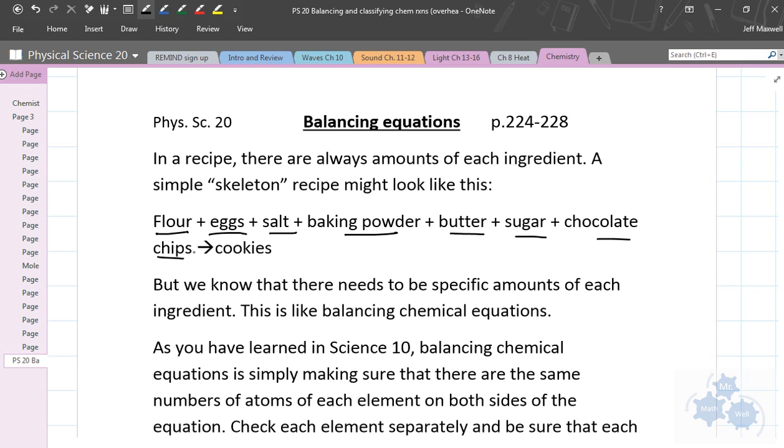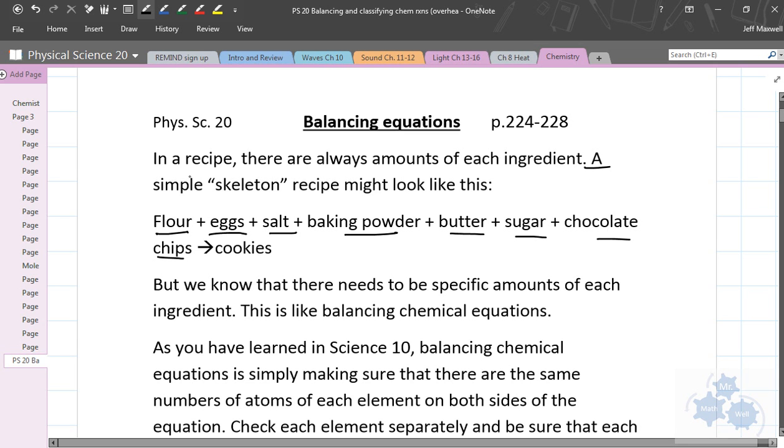There's always amounts. A skeleton equation is a term that we use for just the substances themselves that are involved. And this right here is what a skeleton recipe would look like. We know we need these ingredients, but the important thing is you need to know how much of each. We certainly wouldn't add the same amount of each of these things. Can you imagine adding a cup of flour and a cup of salt? And a cup of baking powder? And how do you do a cup of eggs? Anyways, you're going to need some amounts, right?